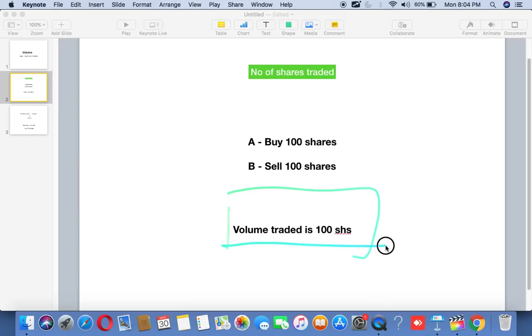So this is what we normally call volume traded. You can see this in your Zerodha or whichever demat account or trading account you're using. You can see volume traded there, how many lakhs of shares have been traded till that particular time.